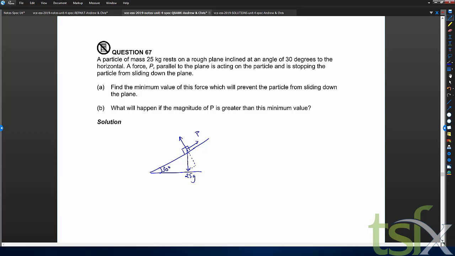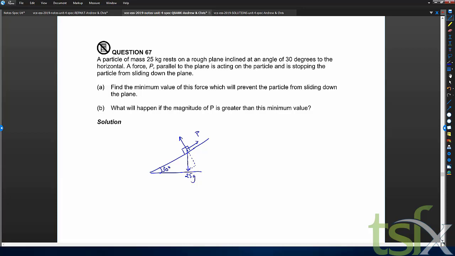So, anything else? Friction. Is there friction? Yes, it says there's a rough plane. So it's stopping it from sliding down the plane. So which way is friction going to act? Well, let's just read it again. A mass of 25 kg rests on a rough inclined plane at an angle of 30 degrees to the horizontal. A force P parallel to the plane is acting on the particle and stopping the particle from sliding down the plane. So it's not going down the plane, is it?